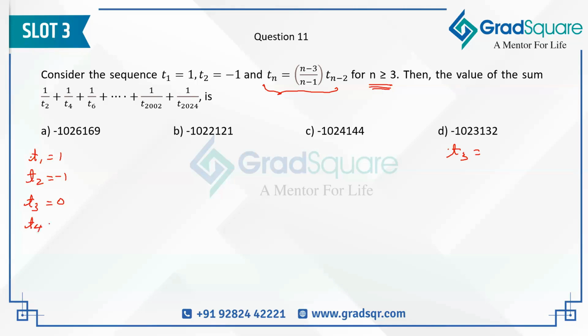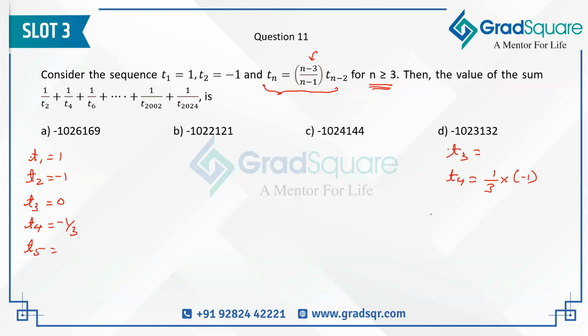Okay. Now, if I want to get the value of T4, look at this: 4 minus 3, which is going to be 1, over 4 minus 1, which is going to be 3, right? Into T of 4 minus 2. That means T2 is what they're talking about. So if they're talking about T2, then I'm going to put -1. So -1 by 3 is what we are getting. I still don't have a pattern with me. Let's go a little further, write the first few terms, as I said.